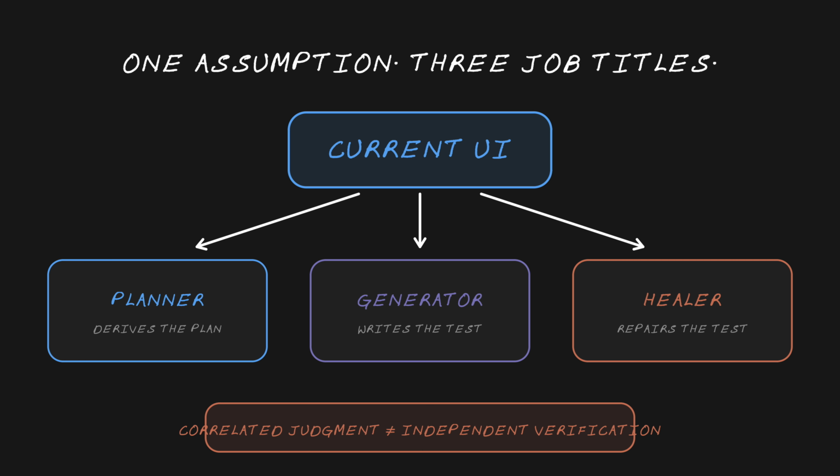Here comes the next problem. The planner explores the current application. The generator writes tests from that view. Then the healer repairs failures using the same view. That can look like 3 layers of validation. More agents do not automatically mean independent judgment.